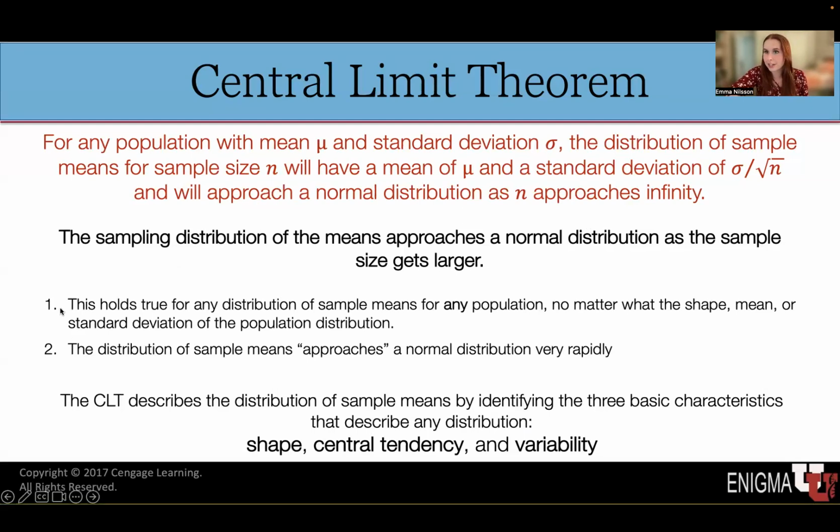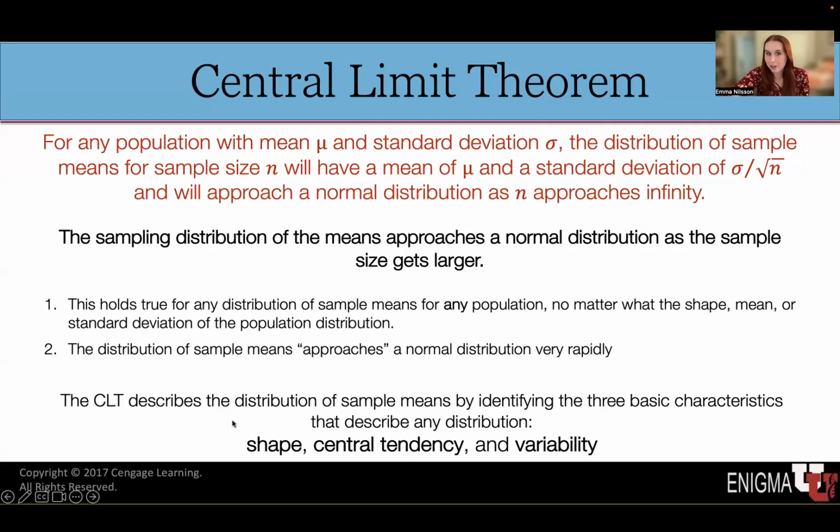There are two important things here. One, this theorem is going to hold true for any distribution of sample means for any population, no matter what the shape, the mean, or the standard deviation of that population was. So even if the population was positively skewed, this central limit theorem would still hold true, and the sampling distribution would still be normal. And two, the distribution of sample means is going to approach that normal distribution very, very quickly as you add more sample means to it.